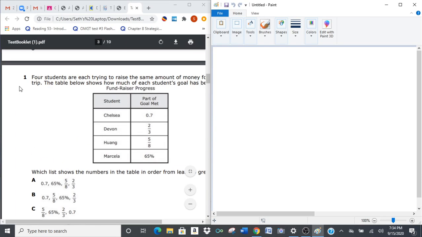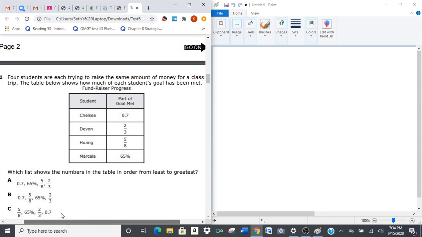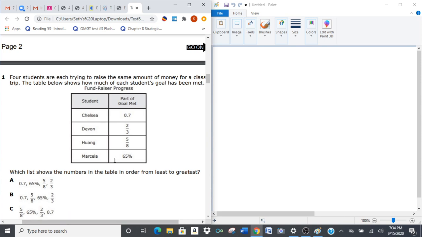So, 4 students are each trying to raise the same amount of money for a field trip or a class trip. The table shows how much of each student's goal has been met. Which list shows the numbers in the table in order from least to greatest? So anytime you're putting numbers in a certain order, you have to put them in the same format.